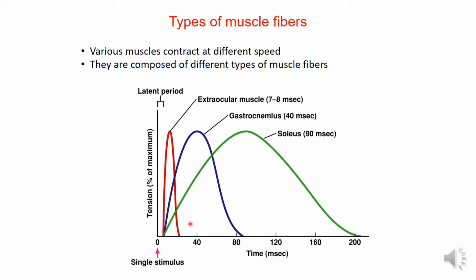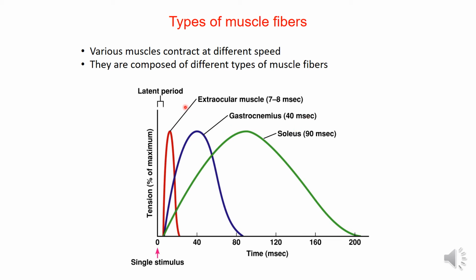Fast contraction and fast relaxation, for example the extraocular muscles, whose muscle twitch is from 7 to 8 milliseconds. We have another muscle which is slowly contracting and slowly relaxing, like the soleus muscle, 90 milliseconds. And we have a muscle fiber which is moderate, its contraction and relaxation are in between the fast and the slow muscle fibers. That includes the gastrocnemius muscle.